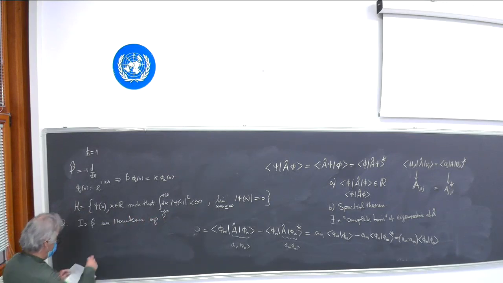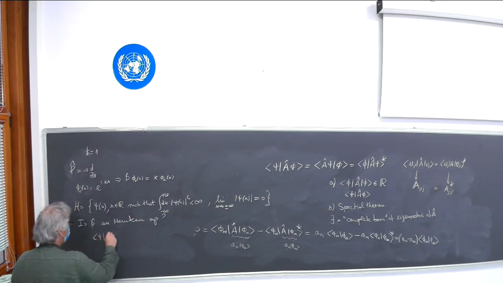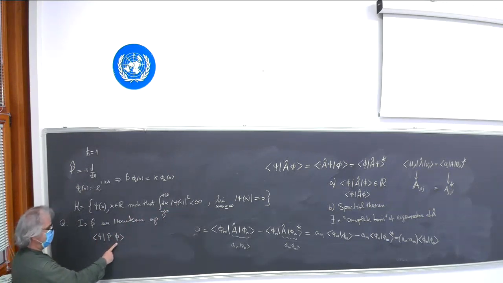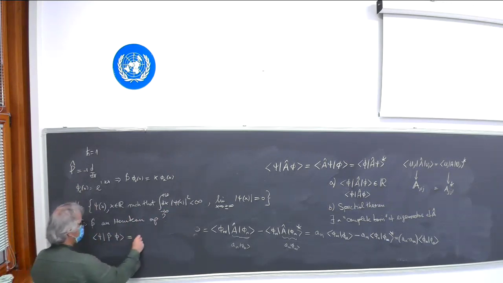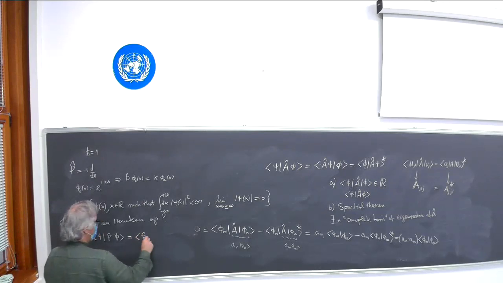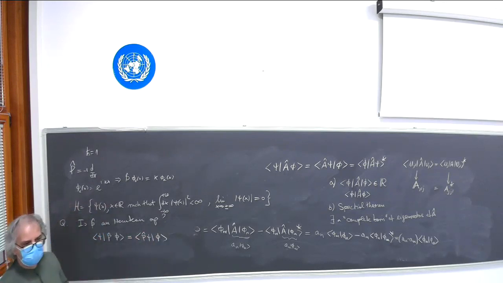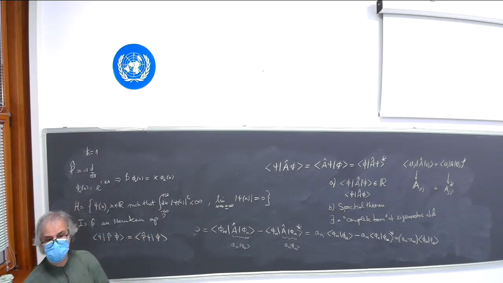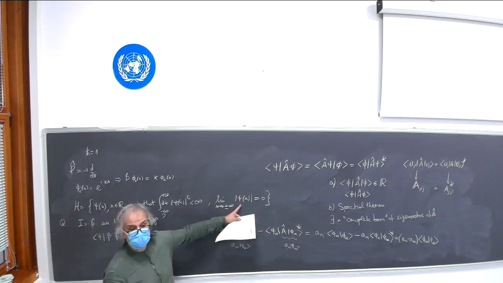Okay, so what I should verify is that I take a function psi, and a function phi, two functions, and I want to verify if this is equal to the momentum operator acting on the function to the left times phi. If you remember, you can do that by integration by parts. What is the crucial hypothesis? That the function goes to zero, so that the boundary term in the integration by parts does not contribute, right? And it does.